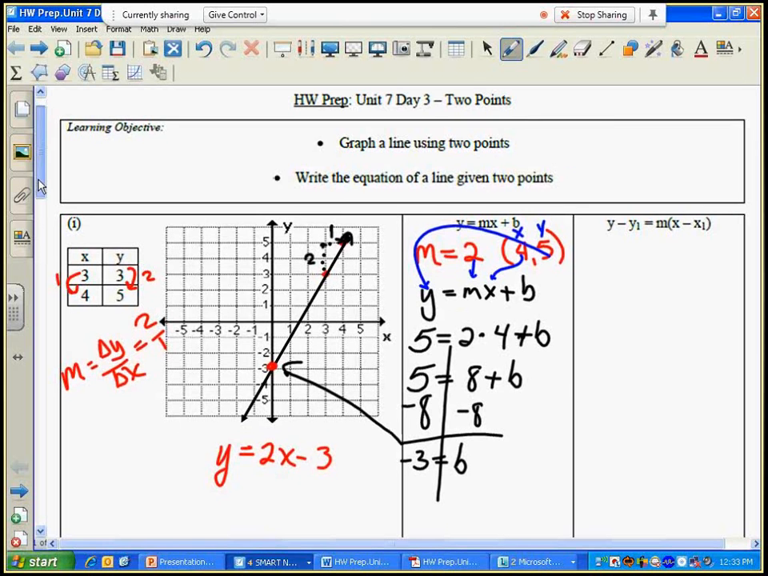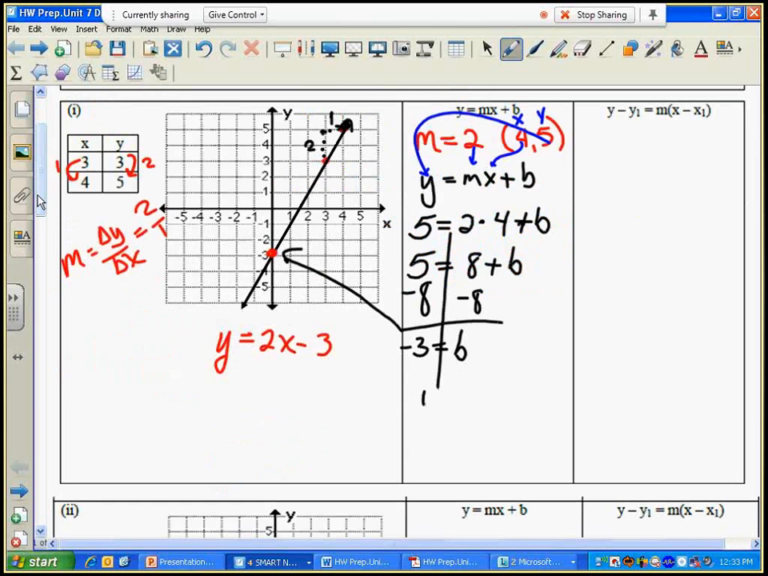Okay? Here's another path. We can use our point-slope form. This is what we found last time. For the point-slope, you once again need a point and a slope. So let's use the very same ones. m equals 2 and (4, 5). On this one, we're going to have to realize with the point-slope that the 4 is the x1 and the 5 is the y1. And then we're going to plug these values into the equation.